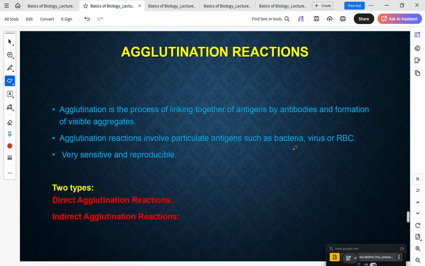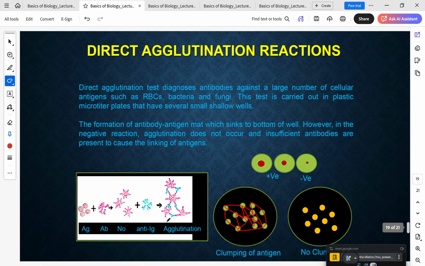Agglutination reactions occur because it's the process of linking together antigens by antibodies and the formation of visible aggregates. If it's an insoluble antigen, then it will involve particulate antigens such as bacteria, virus, or RBCs. These reactions are very sensitive, very reproducible, and therefore can be quantified very easily. There are two types, direct agglutination and indirect agglutination reactions.